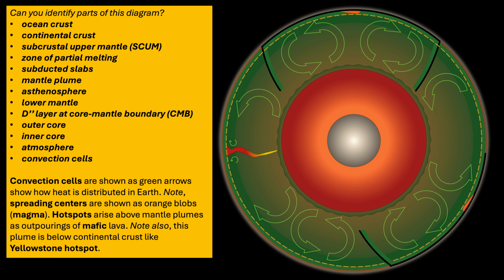I've just shown you the inner core, the outer core, and then above that there's a layer that they call the D double prime layer. The D double prime layer is what most people think is the graveyard of ancient subducted slabs. Those ancient subducted slabs probably go all the way to the core-mantle boundary, to that D double prime layer. Above that layer, there's probably a whole bunch of mantle convection cells. I've drawn these in with bright green outlined arrows just to show you that these things are circulating inside of the mantle.